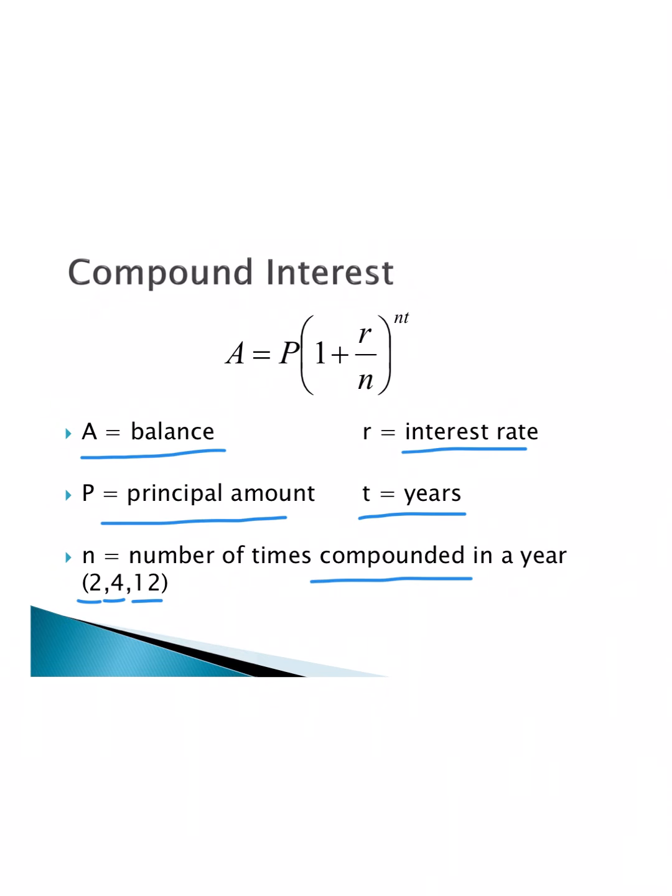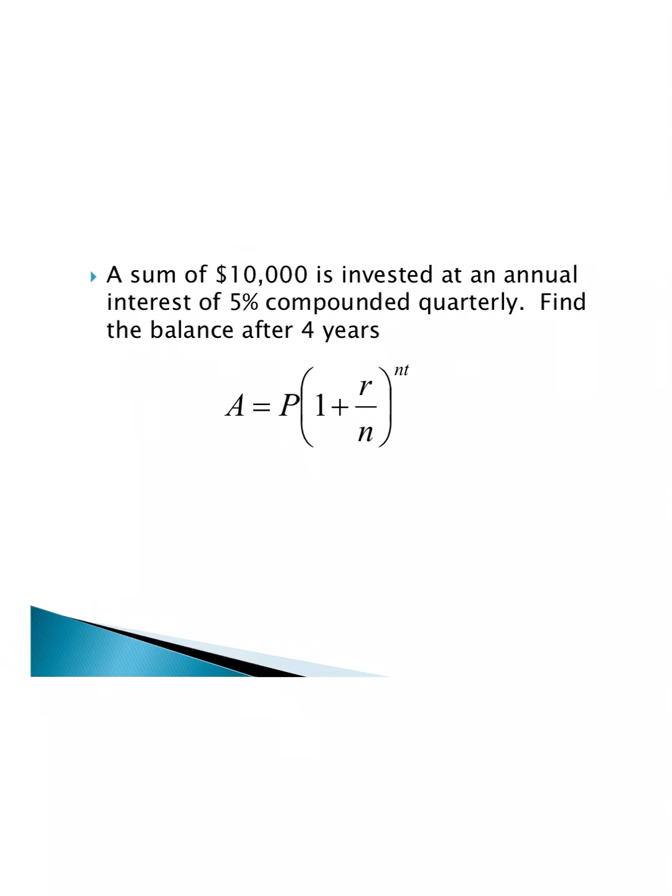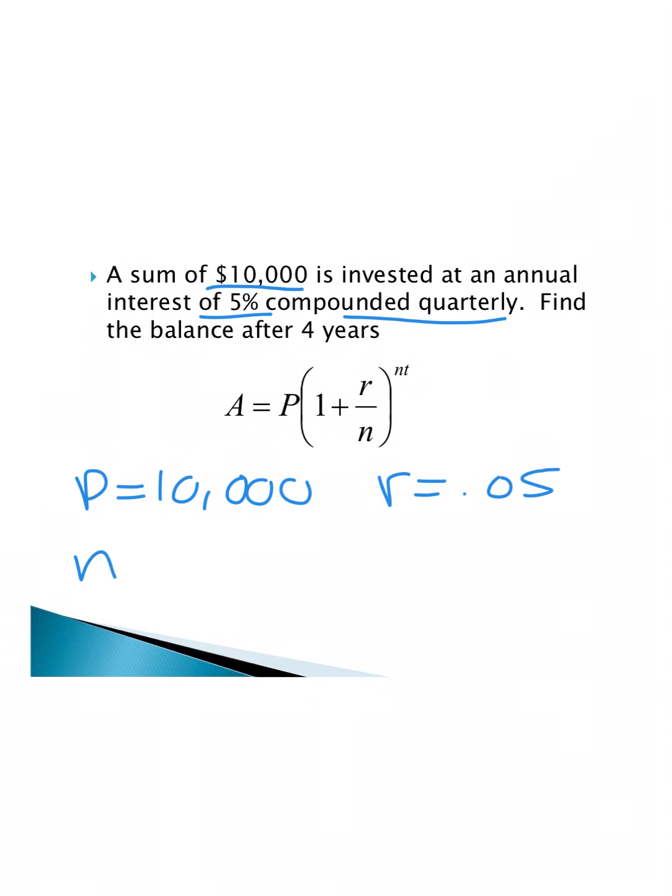All right, for our first example, we have a sum of $10,000 that's going to be invested at an annual interest rate of 5% compounded quarterly. Find the balance after 4 years. So our first task is to identify the variables within the context of the problem. Because we have a sum of $10,000 that's invested, that is your initial amount, so that's going to be your P value. We know it's going to be an interest rate of 5%, so we know r is going to be that, but we have to convert that to a decimal first, so 0.05. It's compounded quarterly, which means it's going to happen 4 times a year, and we're to find the balance after 4 years. So that means that t is equal to 4.